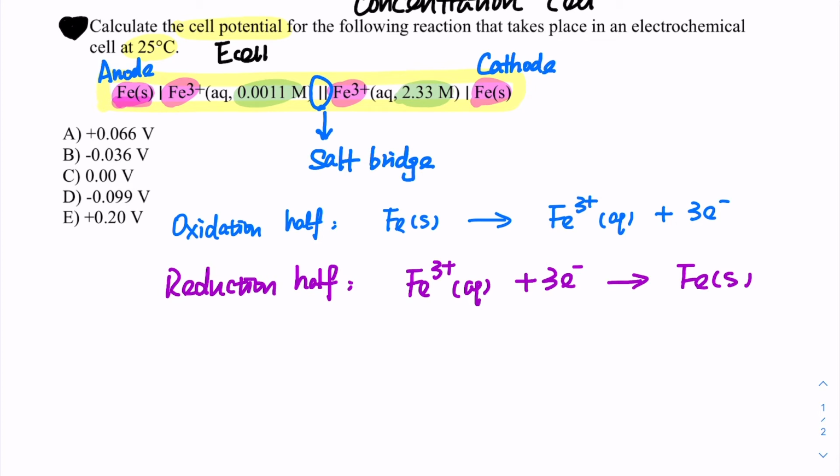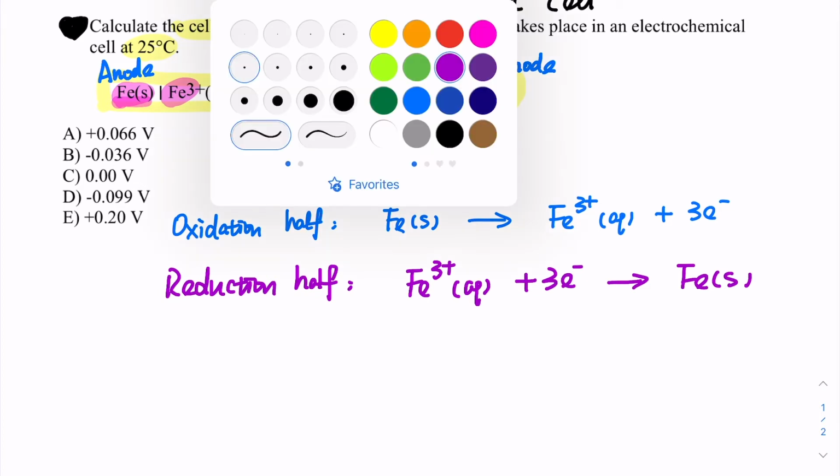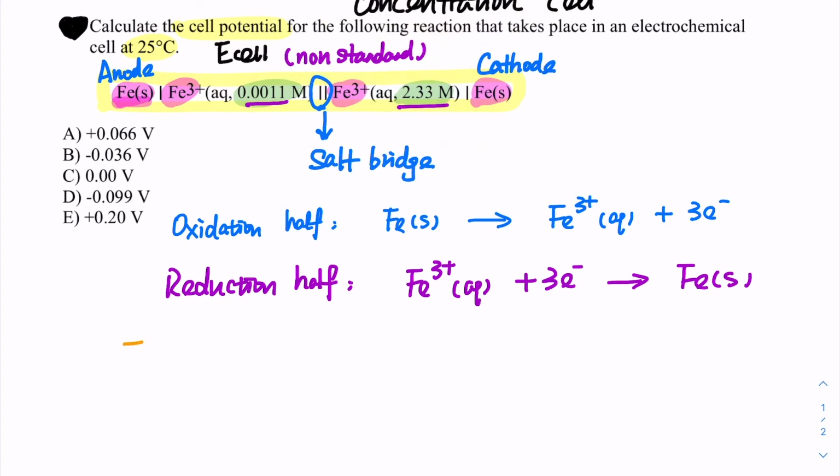Apparently the concentrations are not 1 molar, which means we are calculating under non-standard conditions. If it's a non-standard condition, I know which equation I'm supposed to use: E cell equals E naught cell minus 0.0592 divided by the number of moles of electrons involved in this redox reaction, times log of Q. Q represents the reaction quotient. So this is the equation we are supposed to use.